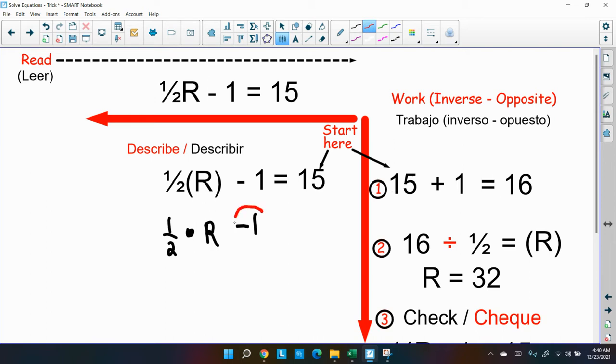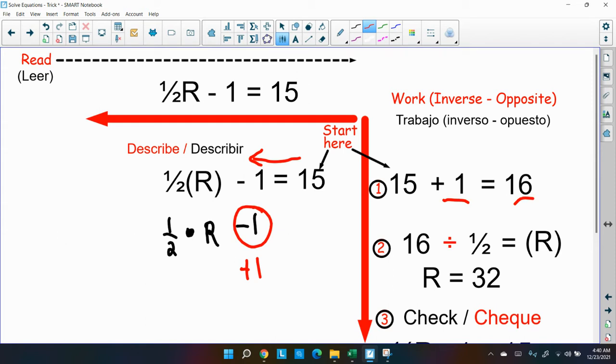The opposite I run into while I'm going backwards is the minus 1. The opposite of minusing 1 would be adding 1. So that's why I would add 1 to the 15, because that's where I started, and I would get 16. So that's my first step.